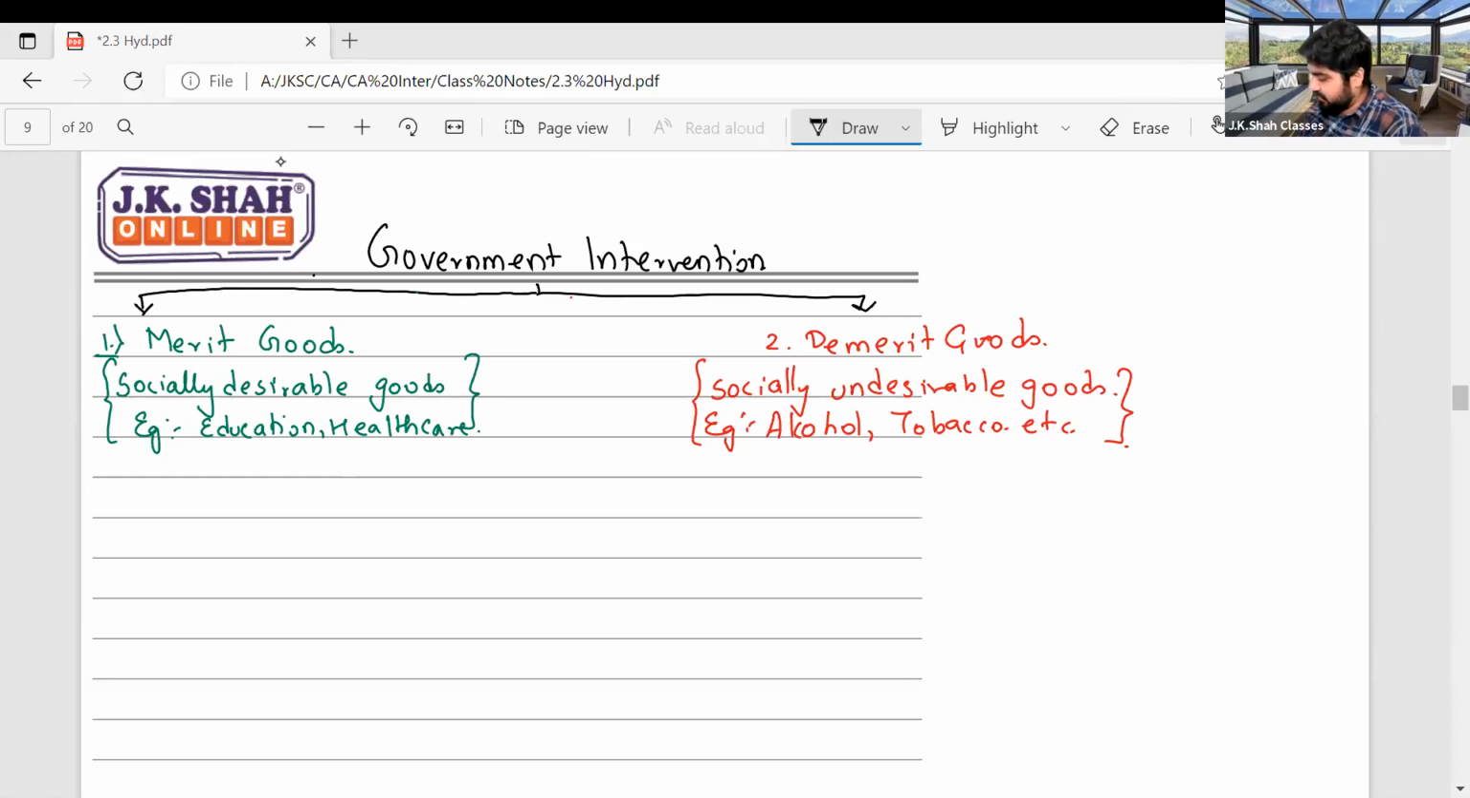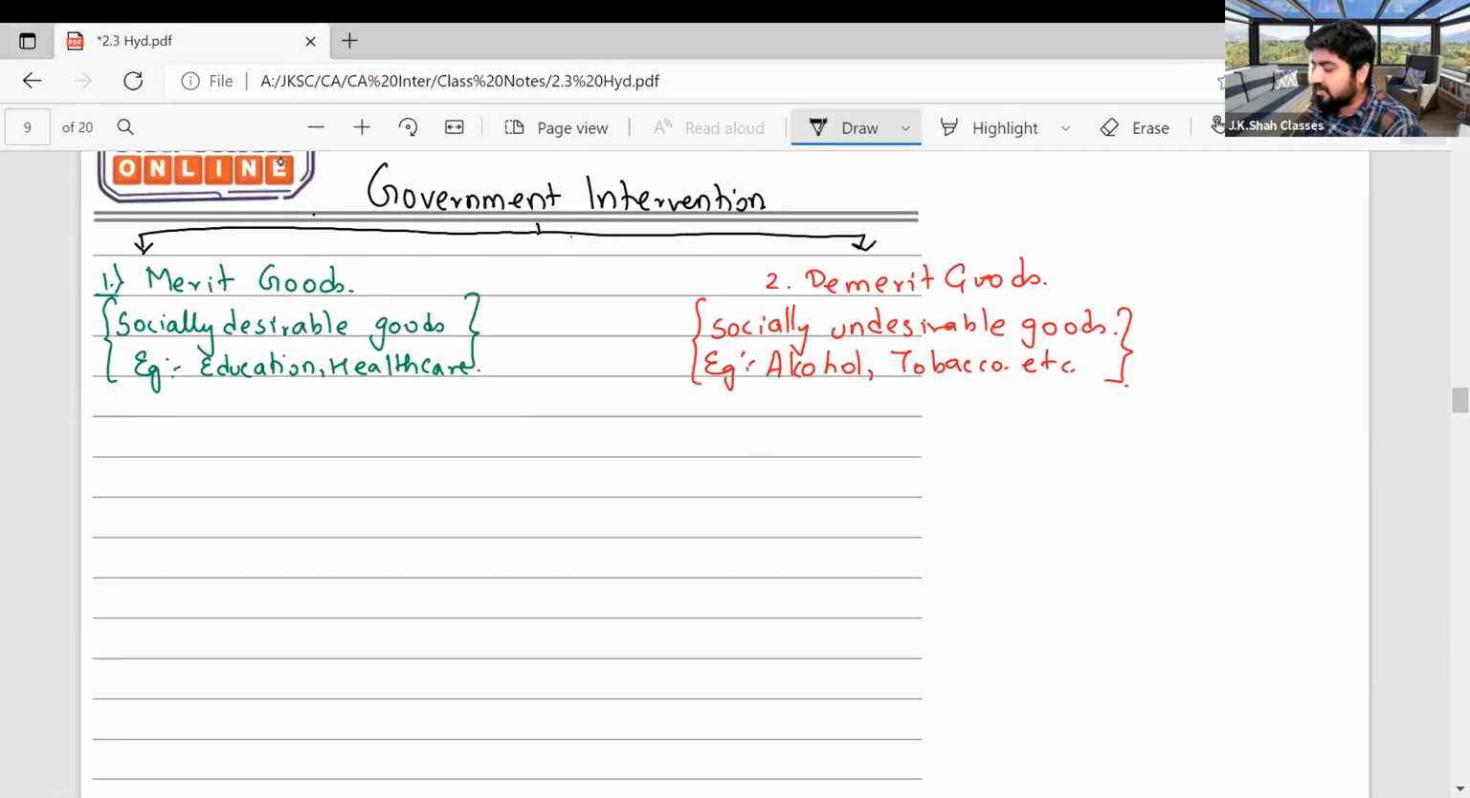Now we are having merit goods and demerit goods here, friends. The government will start providing the merit goods. When I say government will provide merit goods, it means there will be government hospitals and government schools. Yes or no? Sir, why does the government provide? Because if they don't, the private sector will charge a very high price. Because we don't want our public to be exploited, we will go for government goods.